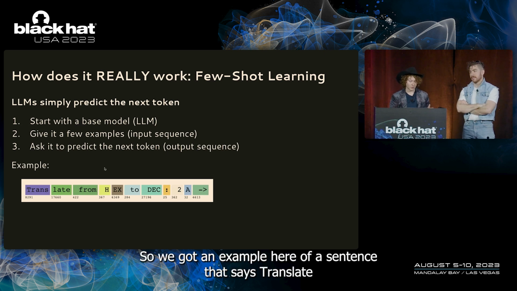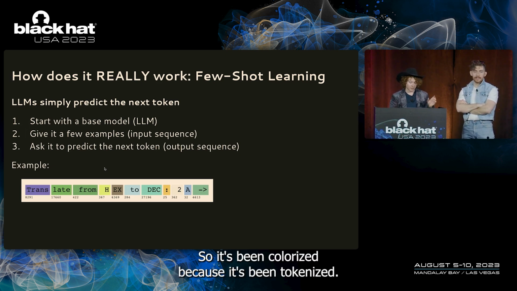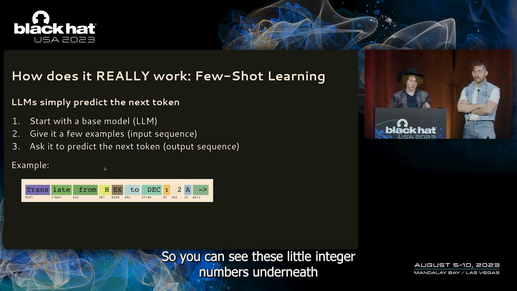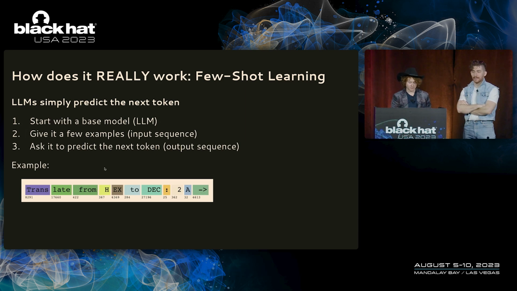We've got an example here of a sentence that says, translate from hex to dec: 2A to what? And we're going to predict what. It's been colorized because it's been tokenized, so you can see these little integer numbers underneath each one of these things. Those are the tokens that we're talking about.